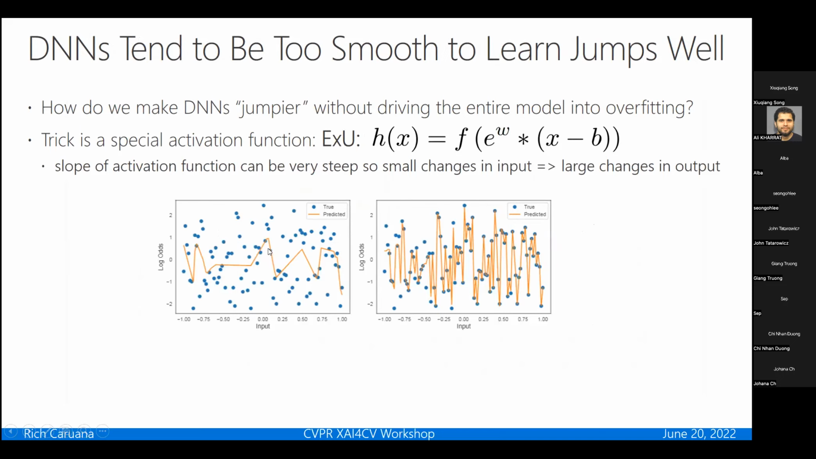And on the left, we have just a standard hidden unit. And you can see it's not really capable of overfitting massively and hitting these points. On the right, though, if we throw in an ExU, you can see, just like a polynomial of very high degree, we're able to overfit massively and hit all these points. And we want the model to be able to do this.